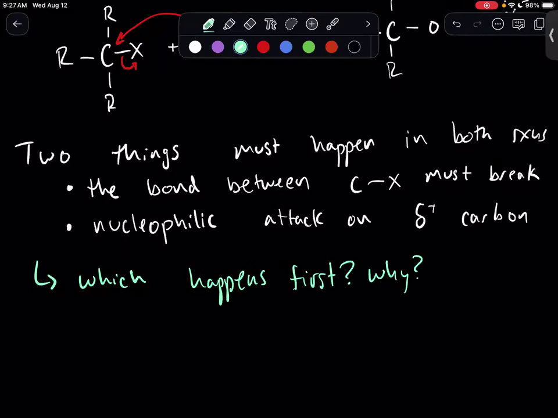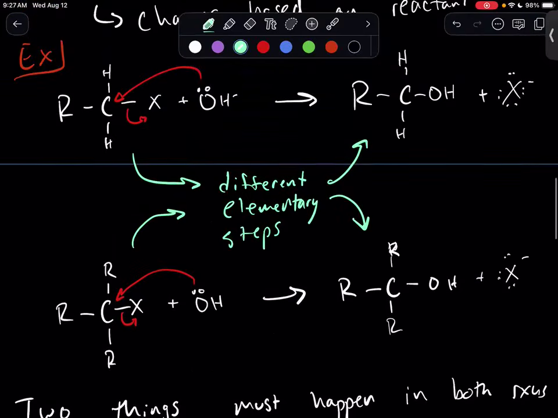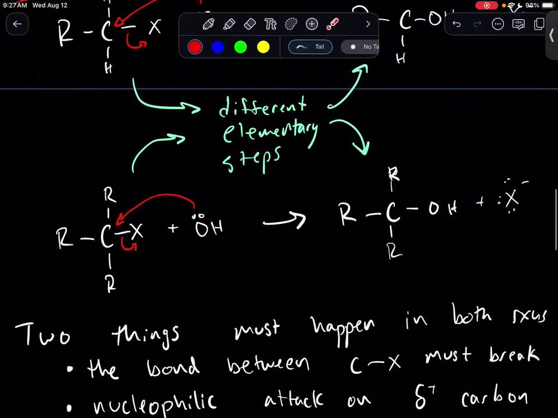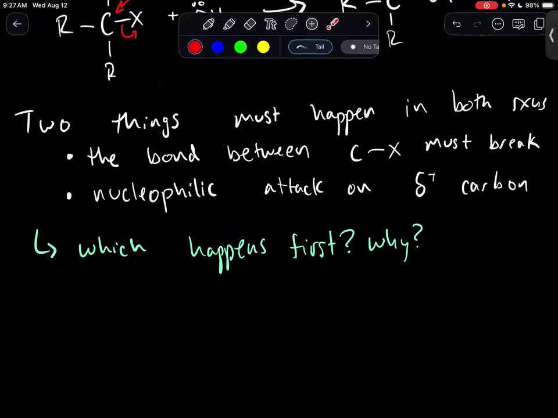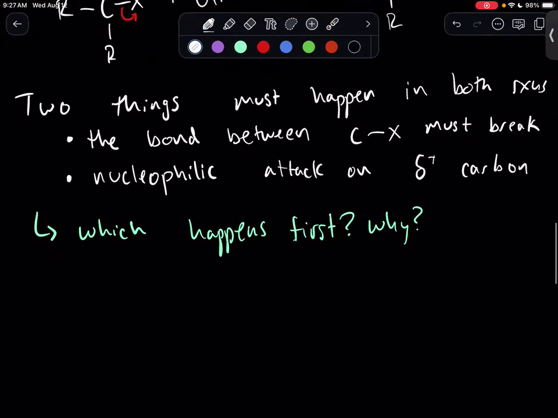And why? So you'll notice in both of these reactions, that bond must break, giving the electrons to the more electronegative leaving group. And we also have that attack of the nucleophile on the carbon. But why are they different? And how does one going first affect the other? So we're going to explore this in this unit.